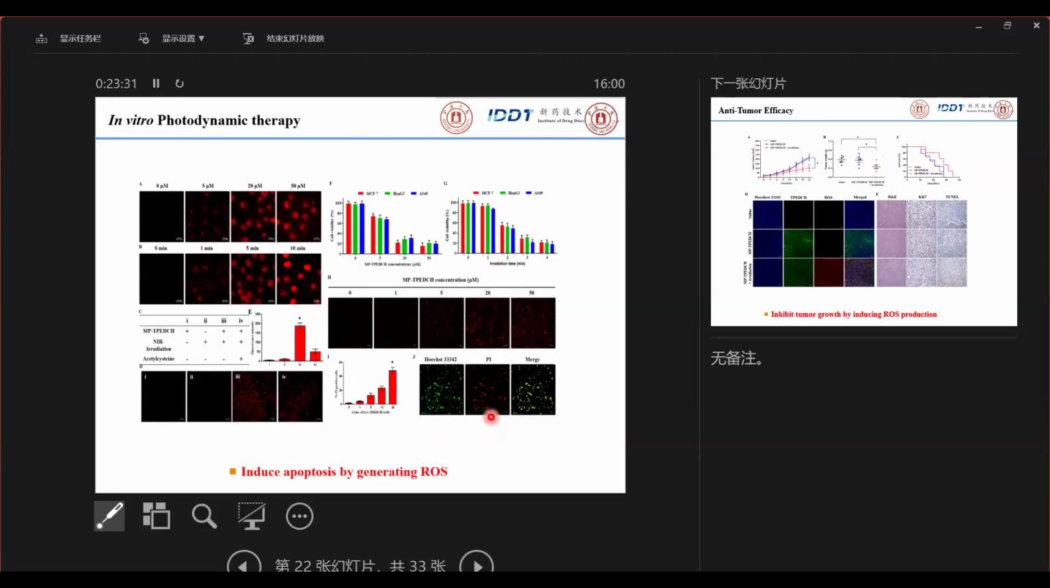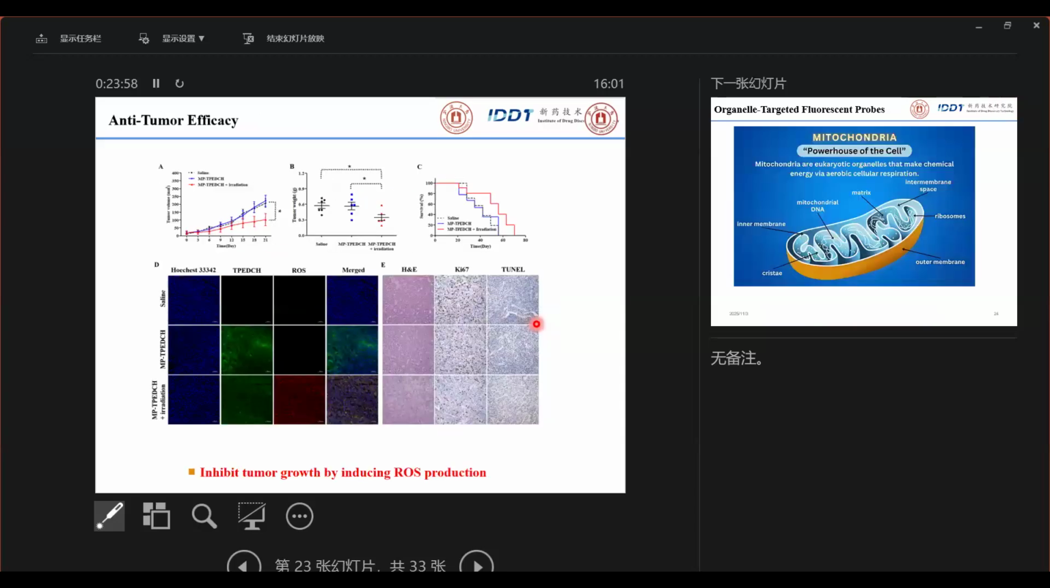Also, we checked. The more red color in this part, especially here, it means it produces more ROS, so that it can kill or break the cancer cells in this part. And this is about the ROS production in the tumor parts of the tissues.